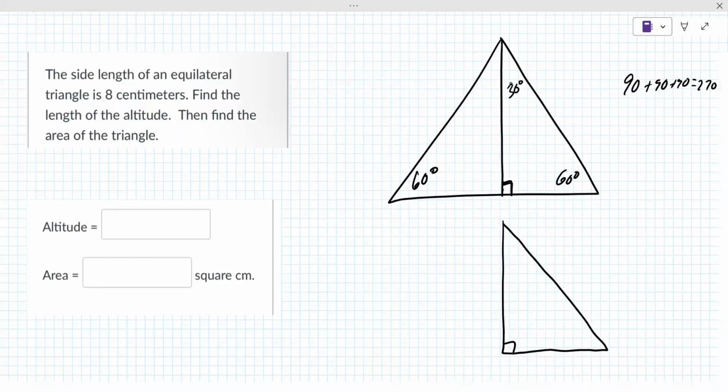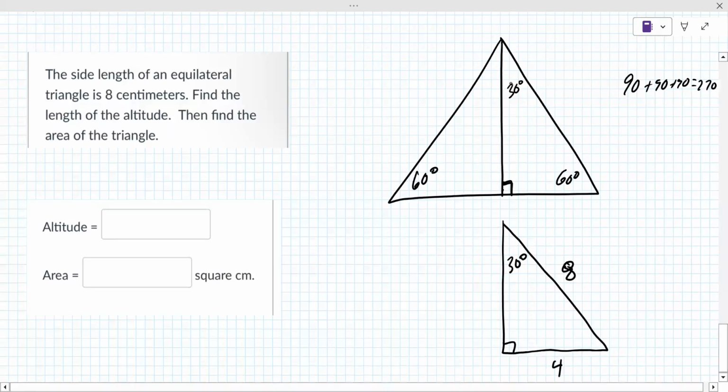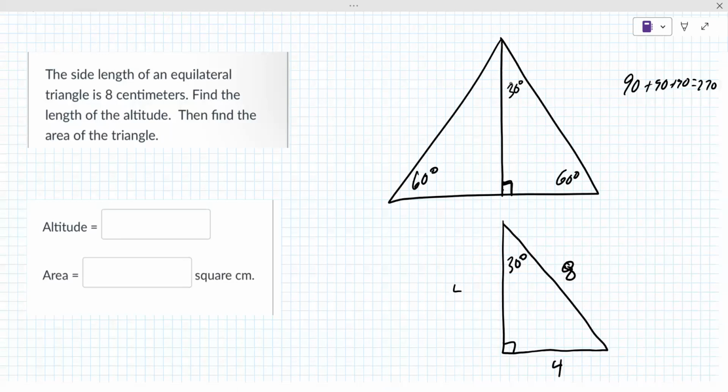And they're giving you the side is 8. Are they giving you the X, 2X, or X root 3 side? They're giving you the 2X side. So then I know that X would be 4, and then it would be X square root 3. What is 4 square root 3? Good. So the altitude is the 4 square root 3. The altitude is the height.